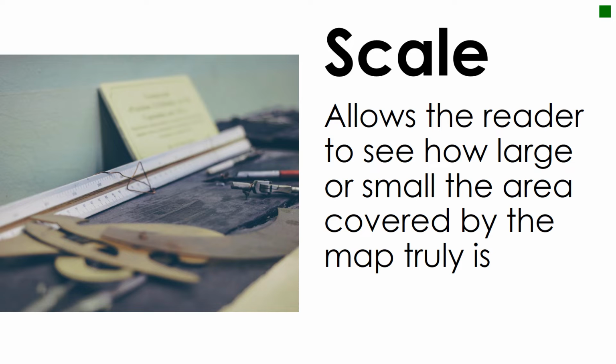Firstly, scale. Ordnance Survey maps, or OS maps, as they are often referred to, are drawn to scale. This means that they accurately represent the real world. In order to represent the real world, the scale has been reduced so that it may actually fit onto a sheet of paper.